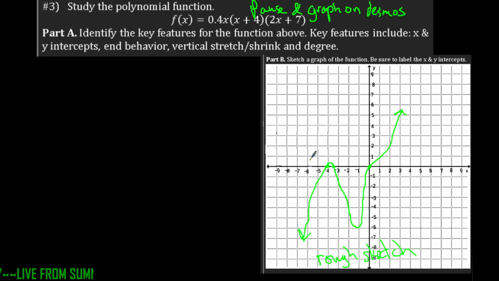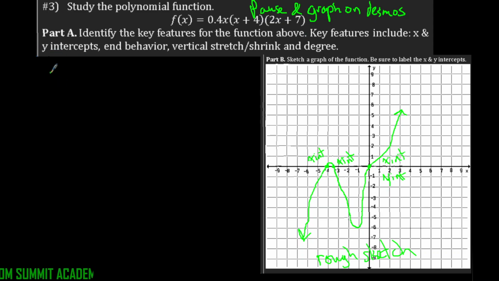And so I'm going to say I have an x-intercept right here, I have an x-intercept right here, this is also an x-intercept, and this is also a y-intercept. So just make sure that you're plotting those 3 points down first, and then make sure you label. All right, so part B is done, but we need to identify some key features. So let's do just that.